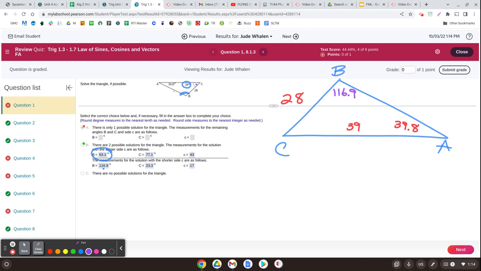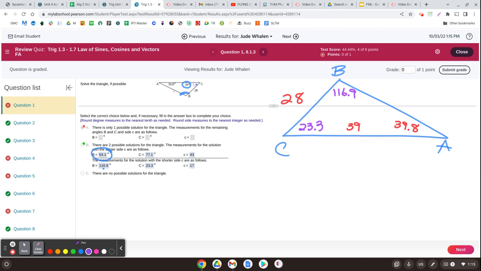So now what we're going to do is find the missing parts and then just see if a triangle is formed. And I'll remind you of how to do that in just a second. So now, can you do 180 minus 116.9 minus 39.8? 23.3. Okay, good. We got 23.3.